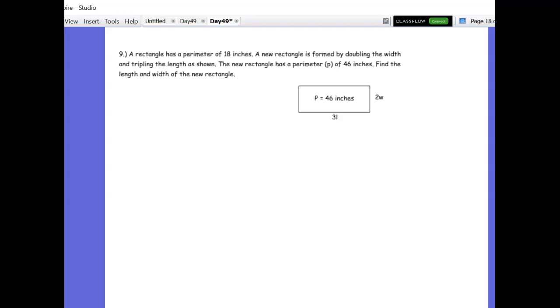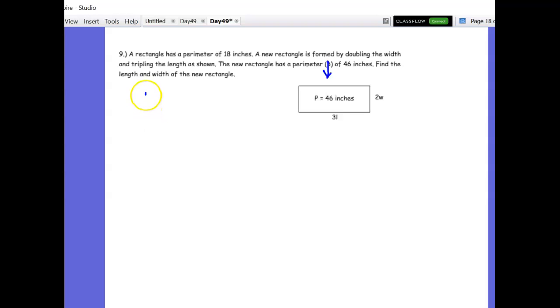All right, looking at number 9. Number 9 is a little complicated. A rectangle has a perimeter of 18 inches. A new rectangle, and this is the picture of a new rectangle right here, is formed by doubling the width and tripling the length as shown. Okay, so the new rectangle has a perimeter of 46 inches. We want to find the length and the width of the new rectangle.